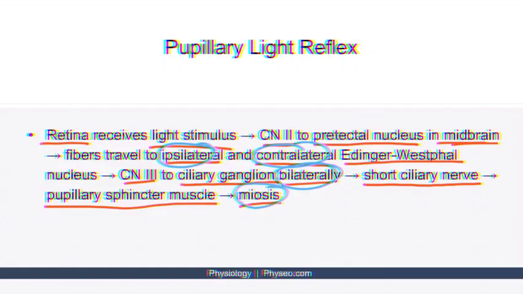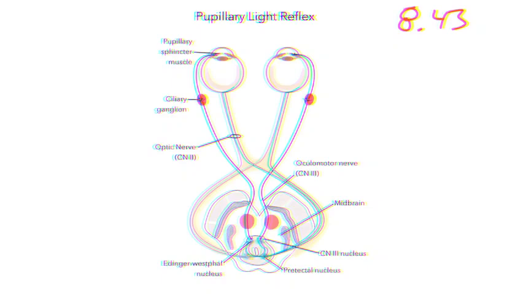So let's draw this out. So here is figure 8.43, showing the pupillary light reflex. So light will reach the retina in the back of the eye. We'll just focus on this right side for now. And then it will travel to the pretectal nucleus, following the optic nerve down to this pretectal nucleus back here. So in this case, it'll hit the right side. Again, this is within the midbrain.